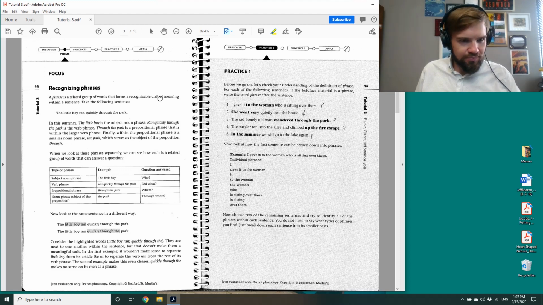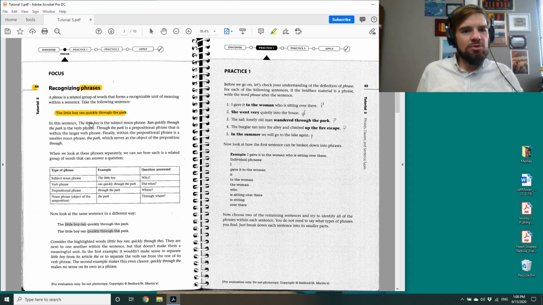Great. So now that you've thought about the Discover activity, we're going to continue here on page 44. So we are starting with phrases, recognizing phrases. So a phrase is a related group of words that forms a recognizable unit of meaning within a sentence. Take the following sentence, for example. The little boy ran quickly through the park.